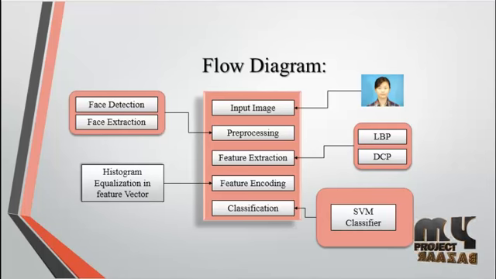After the feature extraction, the feature encoding is carried out by using the histogram equalization. In this encoding part, the arrangement of the features is narrowed by using the histogram, and the classification is carried out by using the SVM classifier. The SVM classifier is well suited for the features extracted using the LBP method.